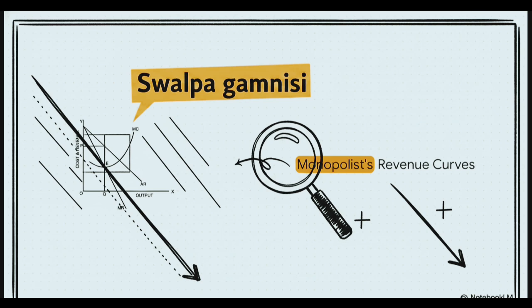Swalpa Gamnisi, pay really close attention to the slopes here. Because the monopolists must lower the price to sell additional units, their revenue curves look vastly different from perfect competition. The average revenue curve, which is our demand curve, slopes downward. But look at the marginal revenue curve. It also slopes downward, but it falls exactly twice as fast as the AR curve, perfectly cutting the horizontal space between the y-axis and the AR curve right in half.